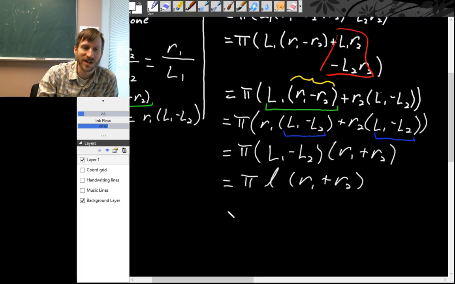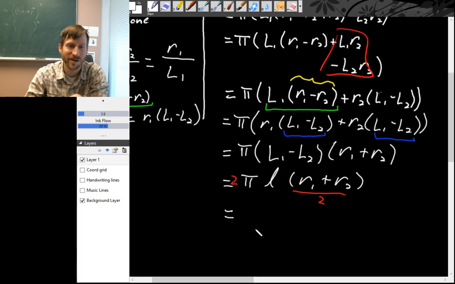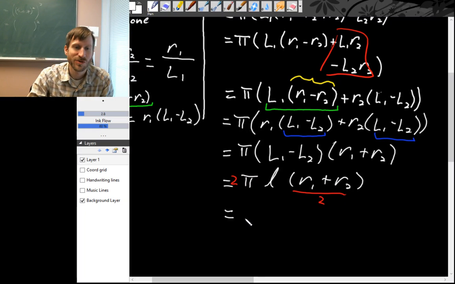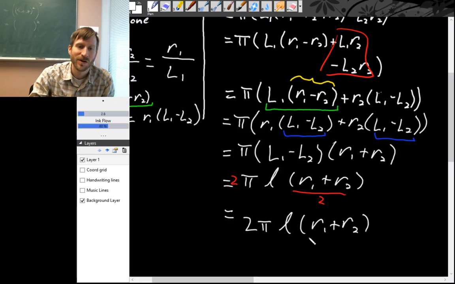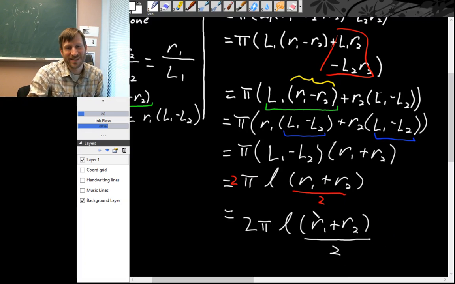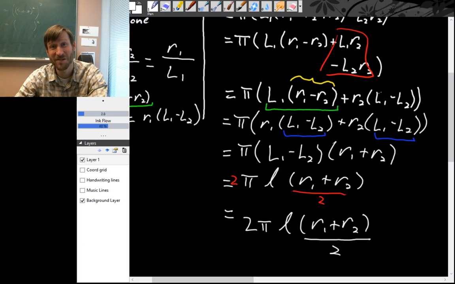As sort of a finishing touch, people will often multiply and divide by 2. So they'll put a 2 times 2 there and an over 2 here. That gives you 2 pi times l times R1 plus R2 over 2. And the idea here is this gives you the average of the two radii, and also it makes 2 pi appear, so this makes it look a little more like we would expect an area formula to look. So that is what I should have done in class today.